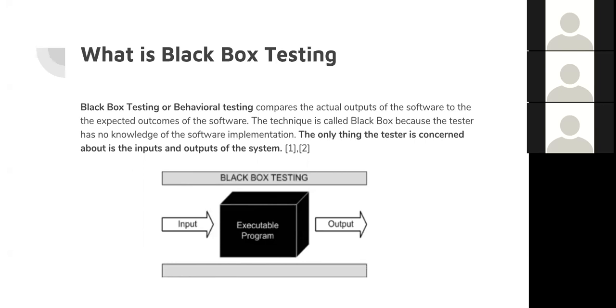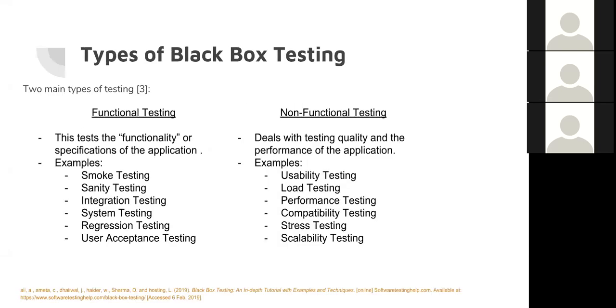Talking about this, it differs from white box testing, where the tester understands everything about the source code and the implementation of the system. And gray box testing is similar to the two in the fact that the tester understands a little bit about the implementation, but not everything. So now there's two main types of black box testing that we found. The first one is functional testing, and the second is non-functional testing.